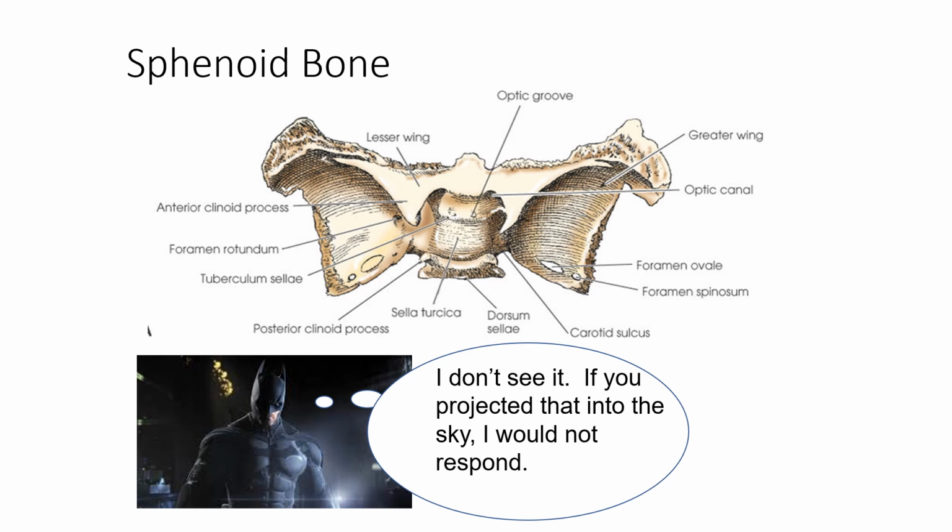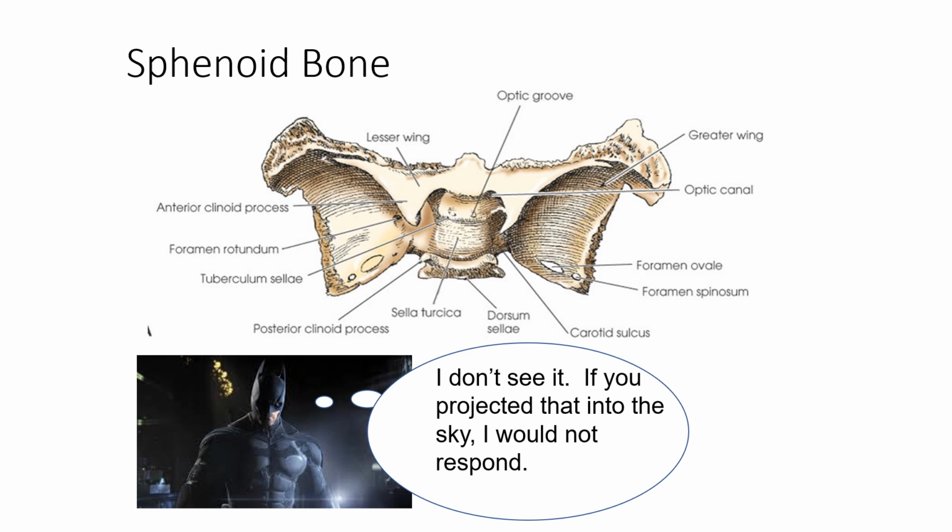The foramen rotundum is a foramen. It's not the optic canal, but it's close to the optic canal. It appears laterally to the sella turcica on each side. And then the foramen ovale and the foramen spinosum appear out close to the border of the temporal bone and the petrous portion of the temporal bone.